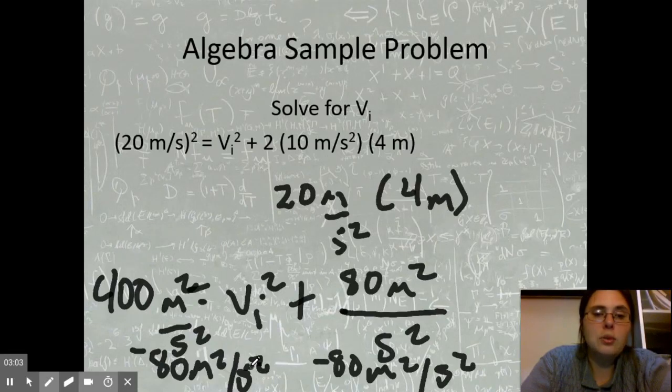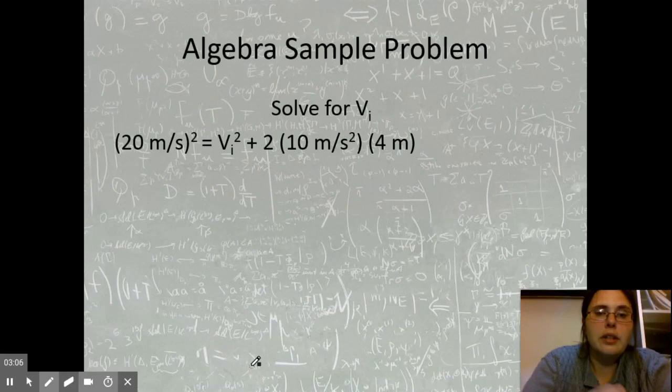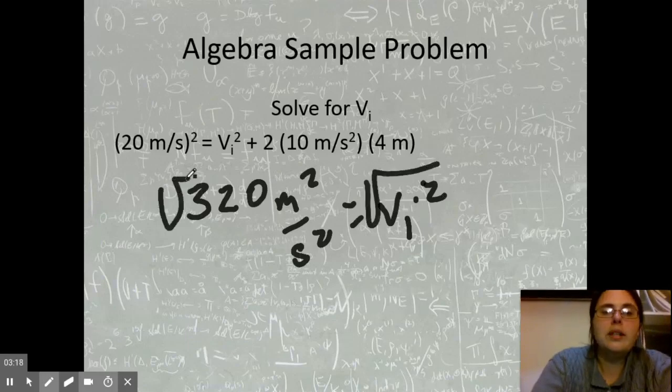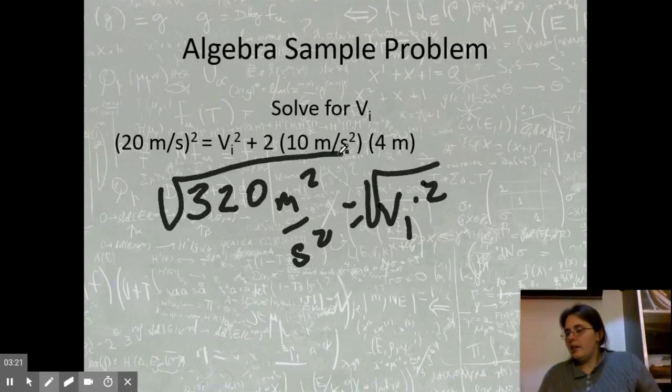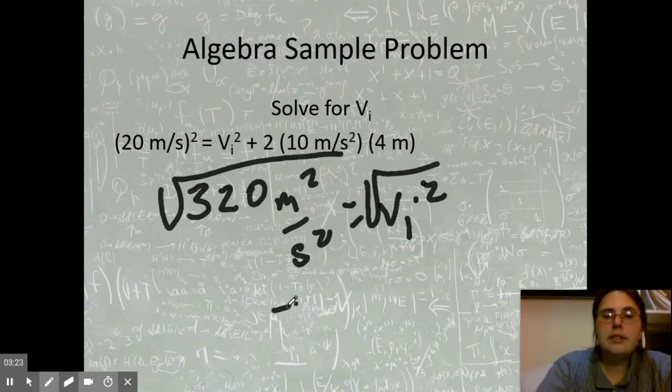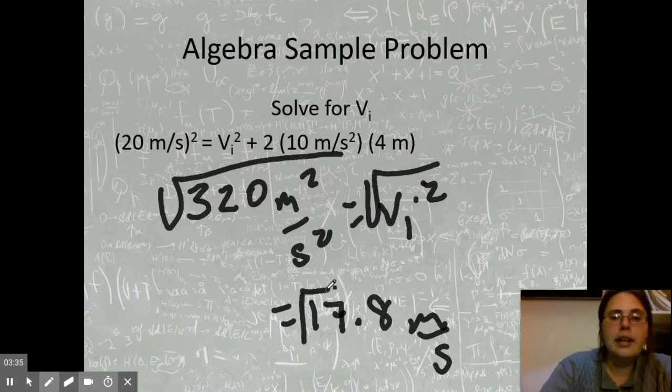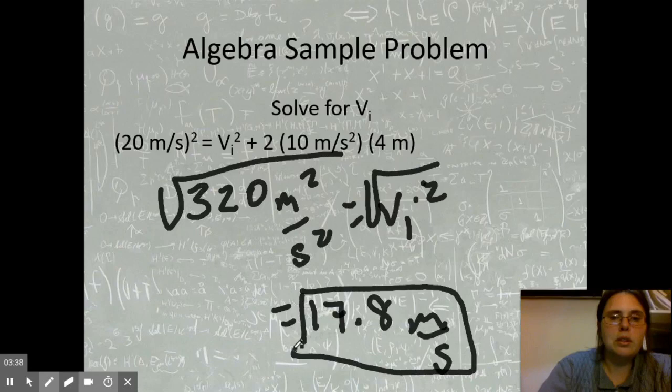And that's equal to Vi squared. And I'm going to write that like this: 320 meters squared per second squared is equal to Vi squared. And then we just take the square root so that we can get it by itself. And that is going to get us 17.89 meters per second, because if you square root a meter squared, it becomes meters, and square root the second squared, it becomes seconds. And that is our answer with units, and that's what we're looking for.